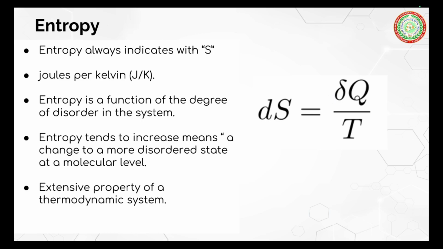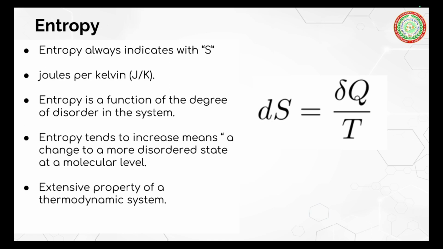Entropy is always denoted with S. Its symbol is the capital letter S and its units are joules per Kelvin. A high S value means a high degree of disorder in a system. It is a function of the degree of disorder in the system. Entropy tends to increase, meaning a change to a more disordered state at a molecular level. Entropy is a measure of the randomness or disorder of a system.